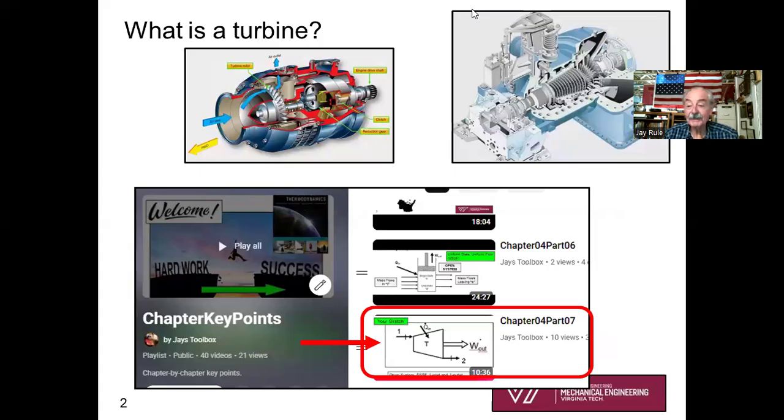So what's a turbine in the first place? You remember that back in Chapter 4, I've got a video for you that you could go back to: chapter key points, look at the playlist, and click on Chapter 4, Part 7 to refresh your memory on what a turbine is in the first place. And of course, here I've shown on the right, this is a cutaway view of a steam turbine. And here on the left is a cutaway of an air turbine that uses a starter for gas turbine engines. So go back and refresh your memory about what a turbine is if it's not pretty clear in your mind.